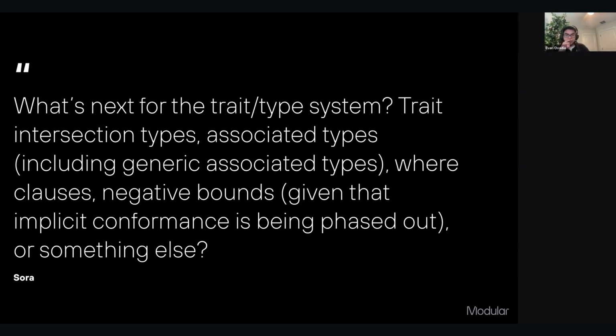So associated types, I'm going to be working on those a little bit more soon. I'm going to upgrade them, fix some bugs in there. I really want to make them work for iterators really well. We kind of have them working for iterators, almost, but there are some sharp edges that I want to fix there. Trait intersection types, I believe, are coming soon. I think Billy's working on those. I can't really speak much to where clauses or negative bounds or implicit conformance. I've heard those words being tossed around, but I don't know any status on those.